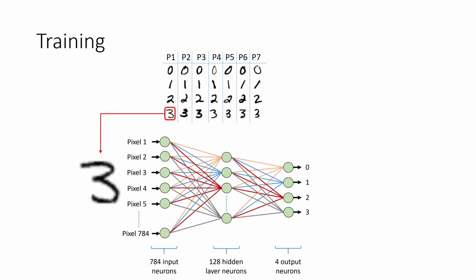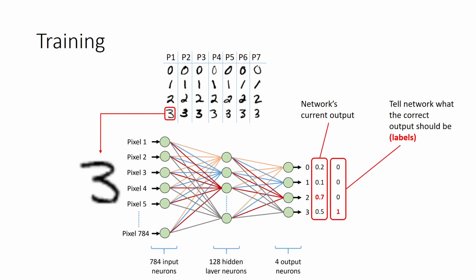To train the network, we will first show it the number 3 from person 1. In its current state, the network thinks that the input image is a 2. As you can see, the neuron for the number 2 has an output of 0.7, which is higher than the output of all the other neurons. The output of the neuron for number 3 is 0.5, which is lower than the neuron for number 2. To fix this problem, we have to train the network.